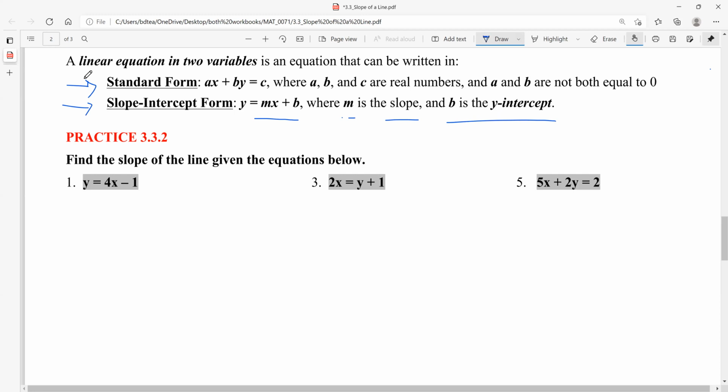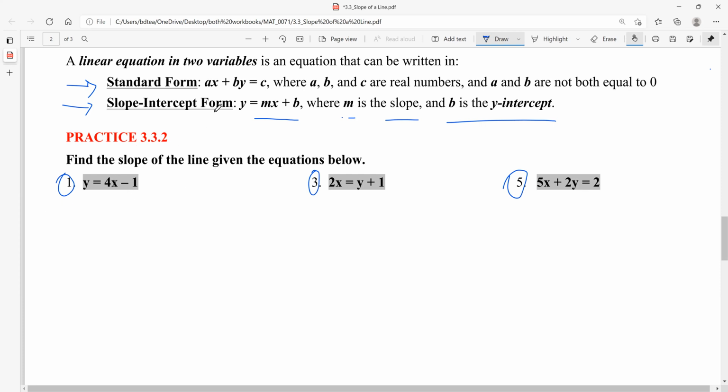So let's look at the directions here. It says find the slope of a line given the equations below. I hope that if you can handle the algebra of it, these should be pretty standard, but you don't want to get too confused, because remember, if it's in this y equals mx plus b form, you can just look at it and find the slope.